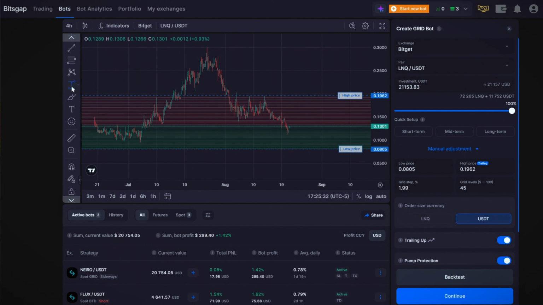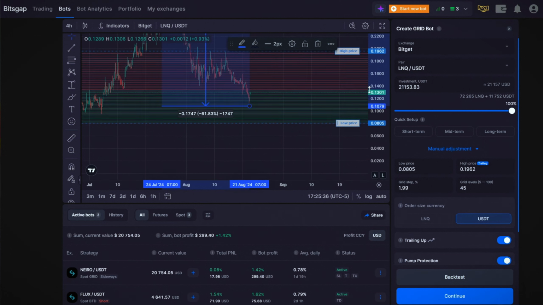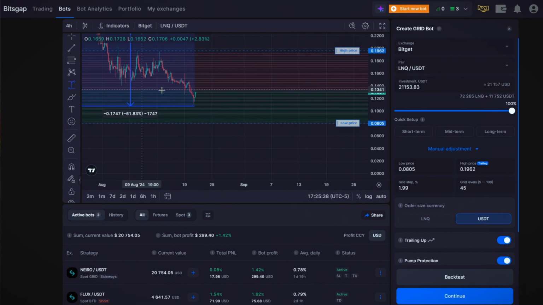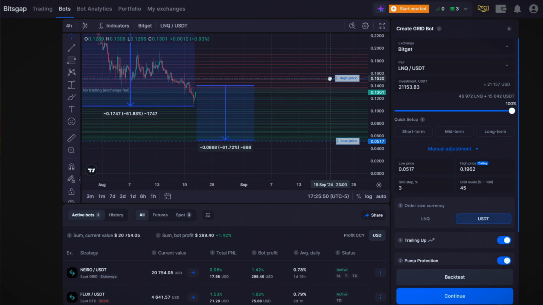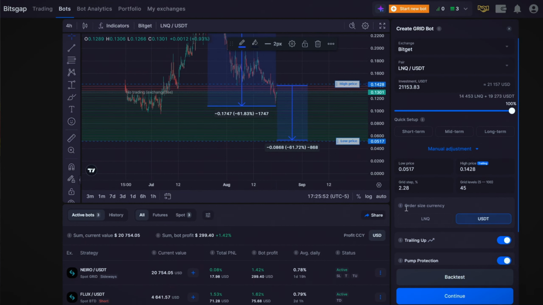So using my price range tool, I'm gonna measure from the top to the bottom, get a range of the percentage I'm gonna be getting, and throw it right here. So for example, if I get a 61% there, I'm going to set my grid range with a 61% as well. My grid set percentage is 2%, so 2.28%. So I'm going to increase that to 60.